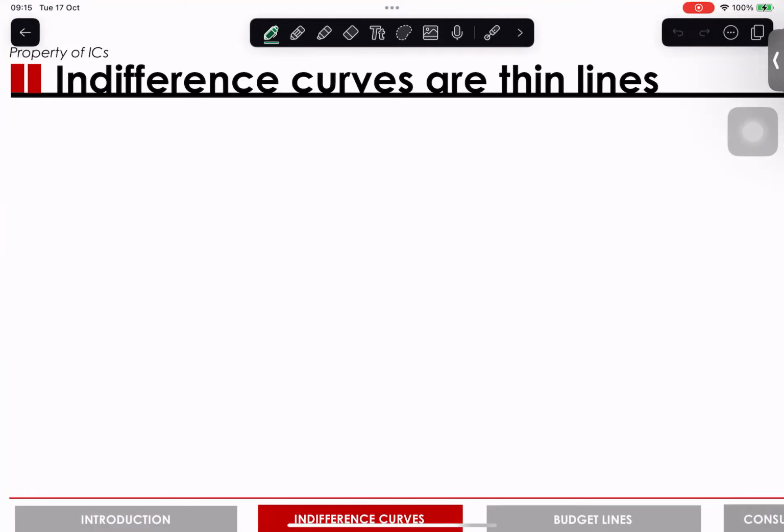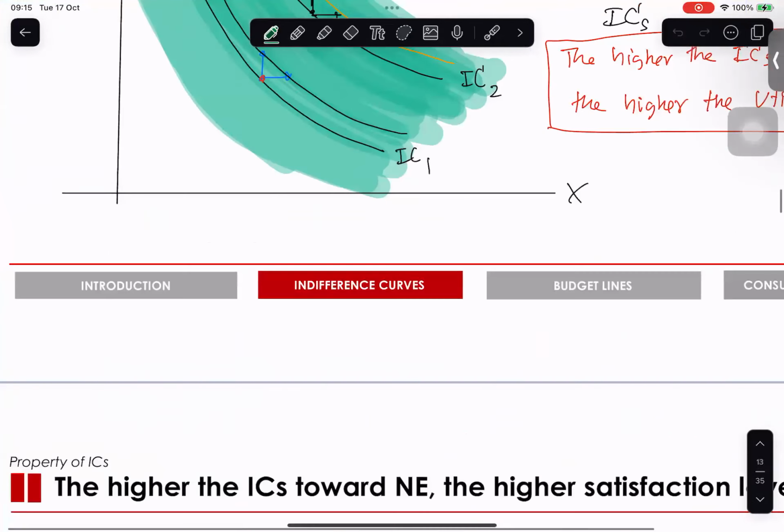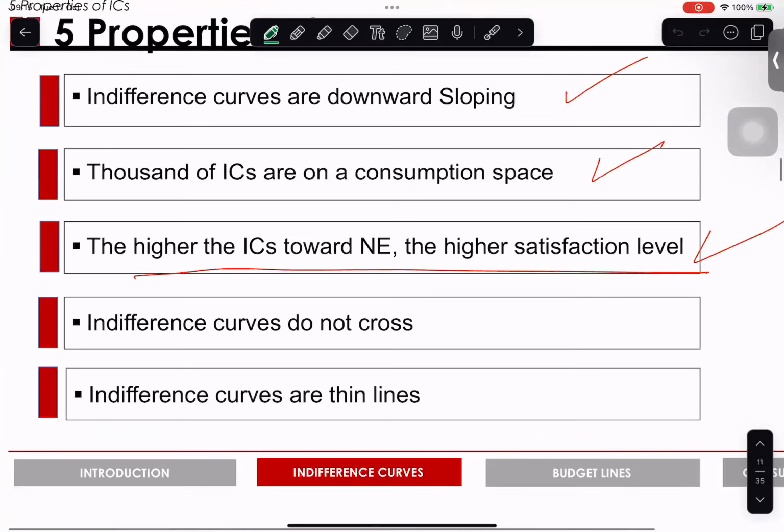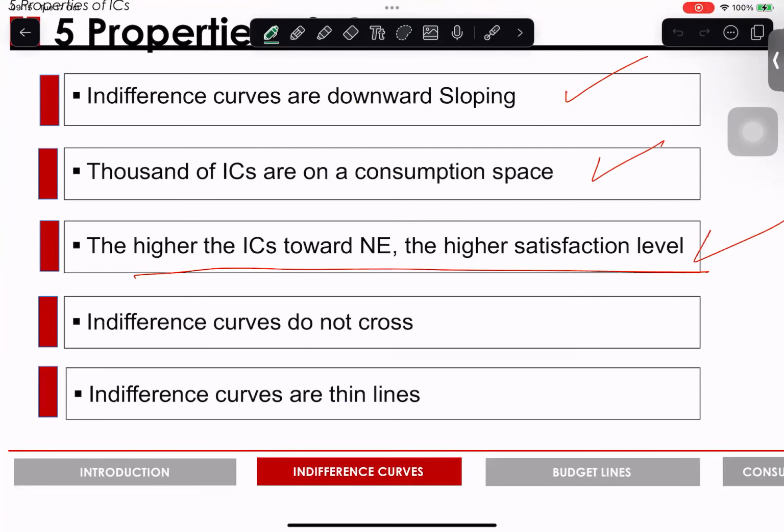We are talking about properties of indifferent curves. In the latest video, we discussed properties of ICs. First, ICs are downward sloping. Second, there are thousands of indifferent curves in the map. Third, the higher the indifferent curve towards the northeast direction, the more satisfaction it generates for this guy.